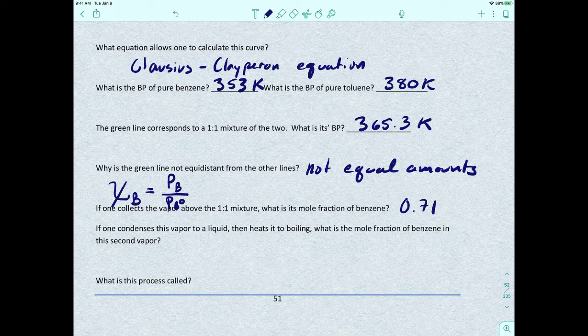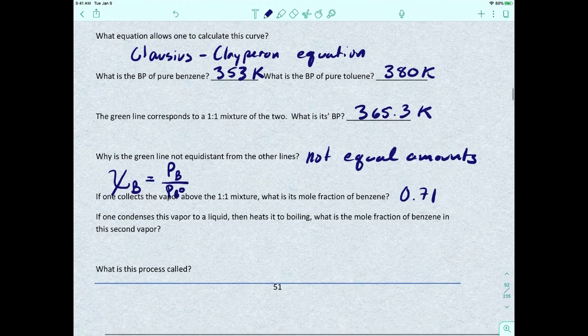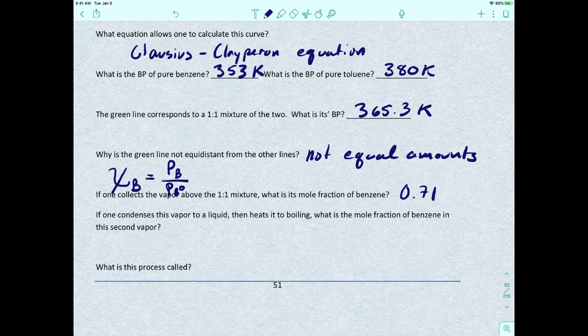And if one condenses this vapor to a liquid, then heats it to boiling, what is the mole fraction of the benzene in the second? So what this is saying is, if we take that mixture that we collected, that vapor, we condense it back to liquid, and then we heat it up again. And when we heat it up again and we collect that vapor, what should the second vapor do? It should be closer to 1. It's going to be 0.86.